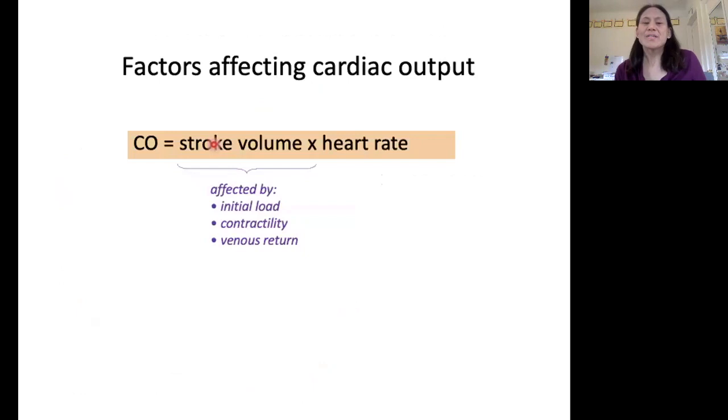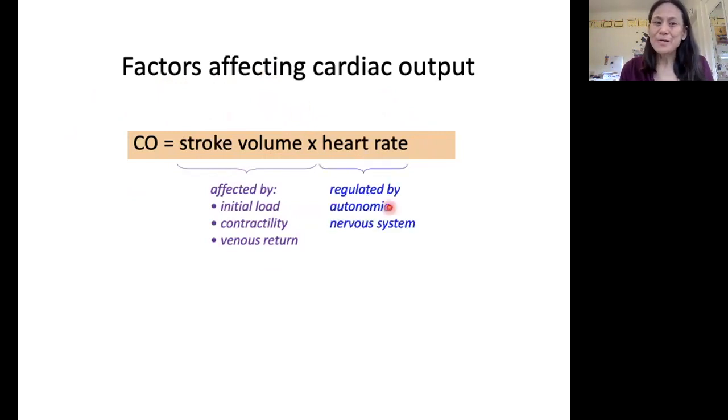Okay. So I just want to remind you that what we're talking about here is factors affecting cardiac output. Remember that cardiac output is stroke volume times heart rate. So if we affect either of these factors, stroke volume or heart rate, we're going to affect cardiac output. Okay. We just talked about all of these factors that are going to affect stroke volume. Now I want to spend a moment talking about the factors that affect heart rate.